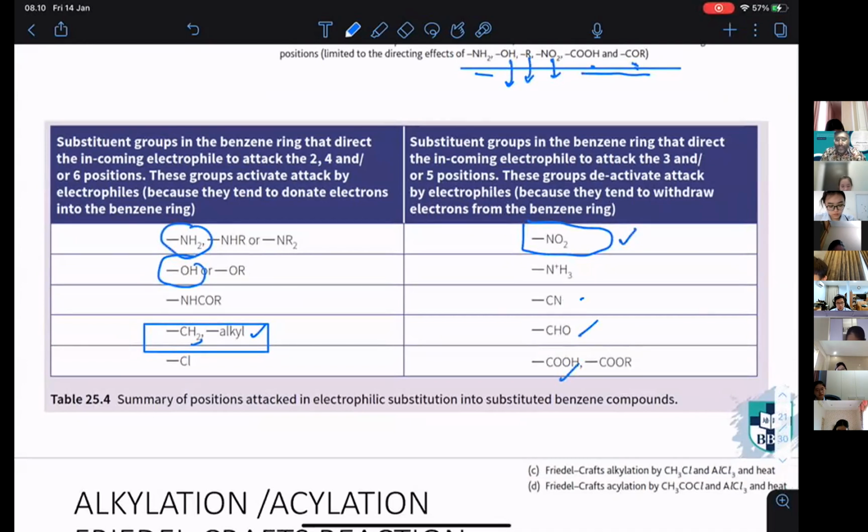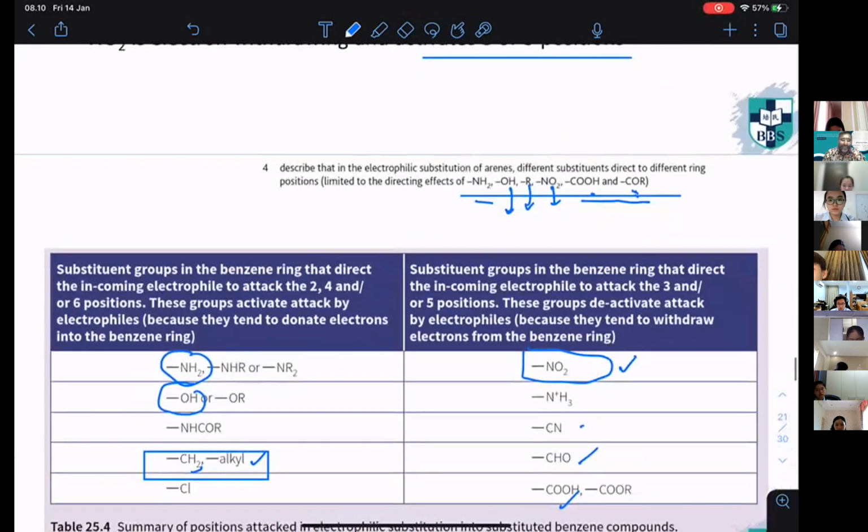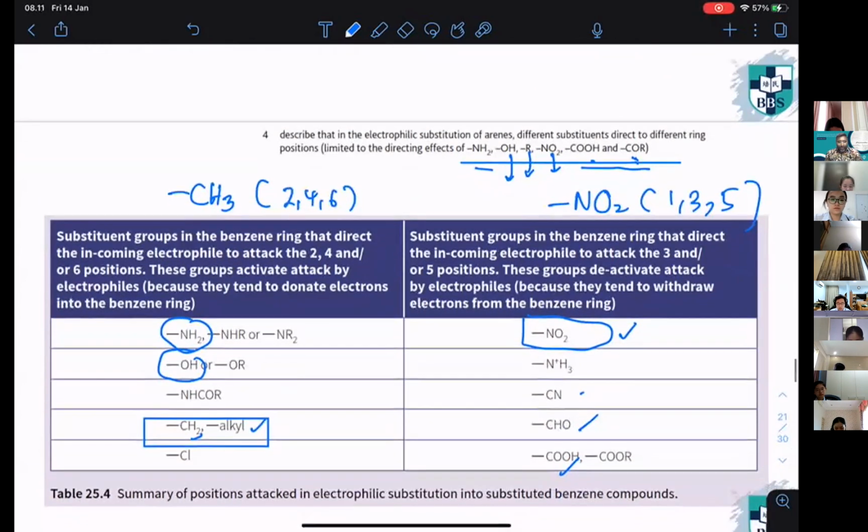No need to know. But for now, if you want to narrow down and focus, of course you focus on CH3 and NO2. Let's actually wait for a while. CH3 and NO2, so this is going to be position 2, 4, 6, and this is going to be position 1, 3, 5. So you need to know CH3 is electron donating, and NO2 is going to be electron withdrawing.